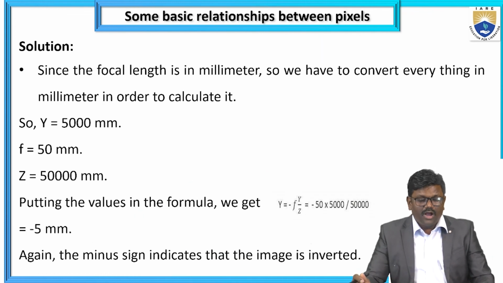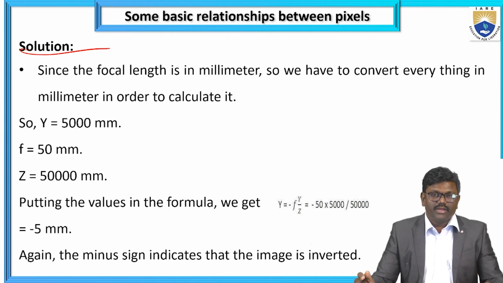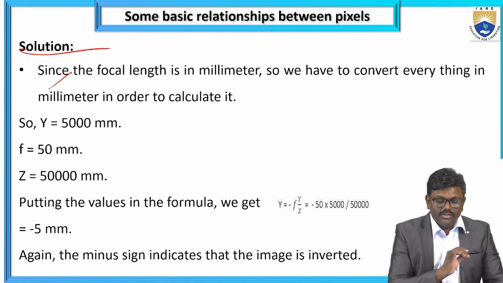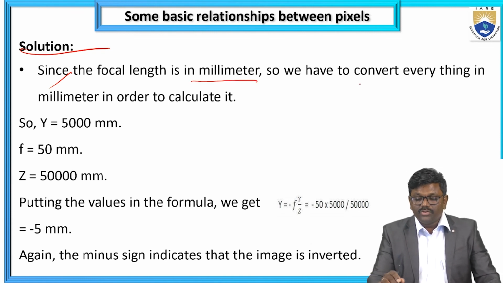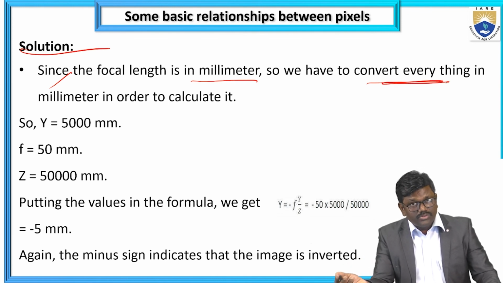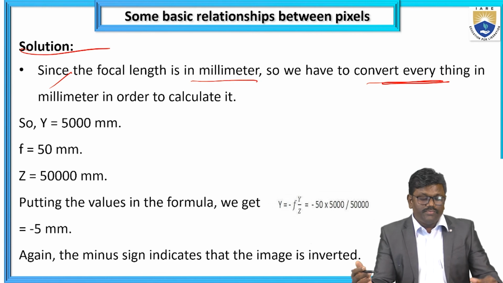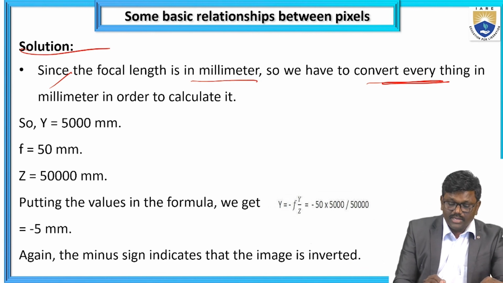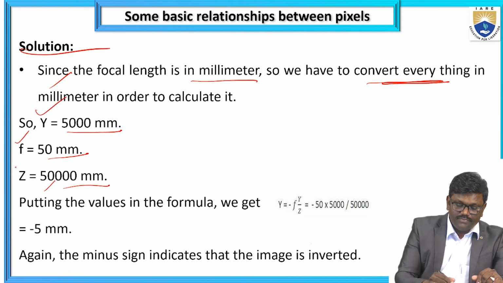So how can we find it? Start the solution and write the given data. Since the focal length is given in millimeters, we have to convert units so that they are uniform. Converting 5 meters to millimeters gives 5000 millimeters, and 50 meters is 50,000 millimeters. So now we have the y value, f value and z value.